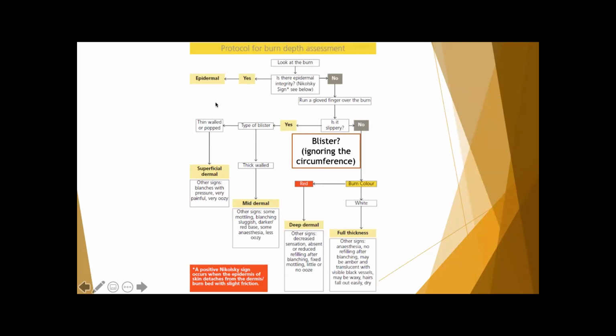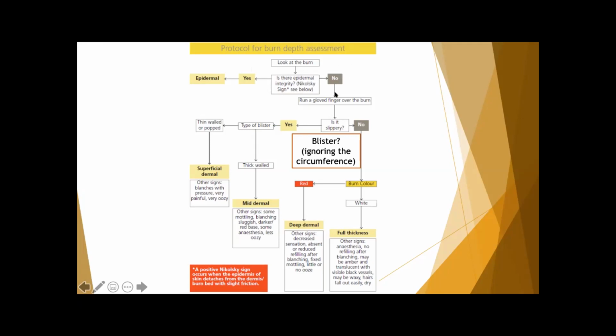But just to step through it so everyone's aware. When you look at the burn, if you can see the epidermis, so basically you look at the area that's not burnt and the area that is burnt. And if there's epidermis present, well, then it's an epidermal burn. But the other thing to do is you need to be able to touch it and slide your finger across it to confirm the integrity of it. So Nikolsky's sign is when you slide your finger across the burn and then the epidermis lifts off the dermis. If that happens, there's no integrity, meaning you go straight to no.